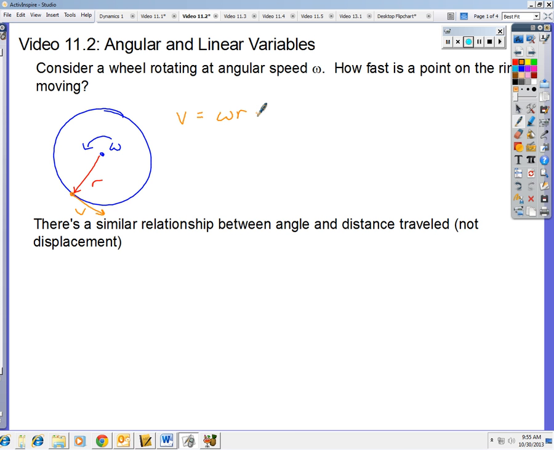Now there's also a similar relationship between angle and distance traveled, which is not the same thing as displacement. But if it rotates through an angle theta, the arc length, the distance traveled, is theta times r. And in fact, that's the very definition of the radian, the angle measurement for which that is true. The reason it's not displacement is, let's say it makes one complete rotation, displacement is 0, but the distance traveled is still 2 pi r. So very simple ideas there.